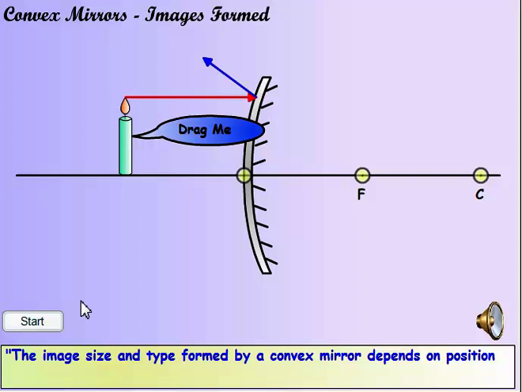Drag the candle along the principal axis and you will see that the image forms always inside the mirror. Note that the image is upright and diminished, and since it forms behind the mirror, it cannot be captured on a screen. Therefore, the image formed in a convex mirror is always virtual.